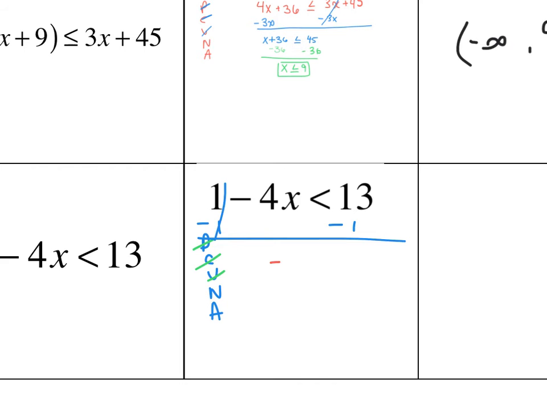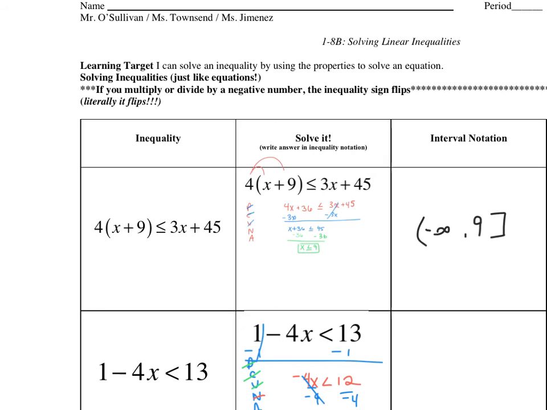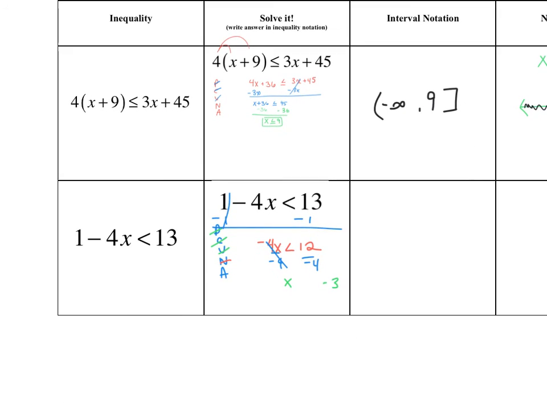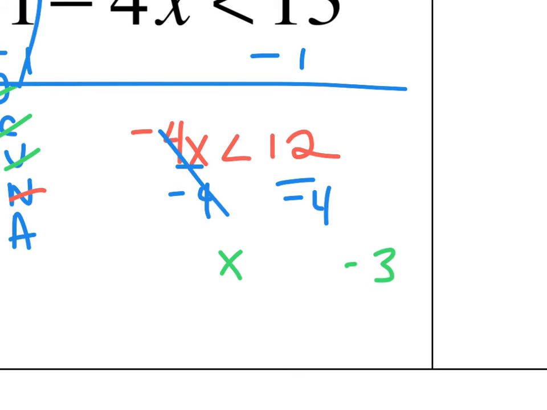And I get negative 4x is less than 12. I have all my numbers on the right-hand side. I now need to get rid of the number attached to my x. So to get rid of a multiplication by negative 4, I'm going to divide by negative 4. So I get x, negative 3. And I said before that when you divide by a negative, the sign flips. So instead of less than, it's going to be greater than. And that's your final answer.